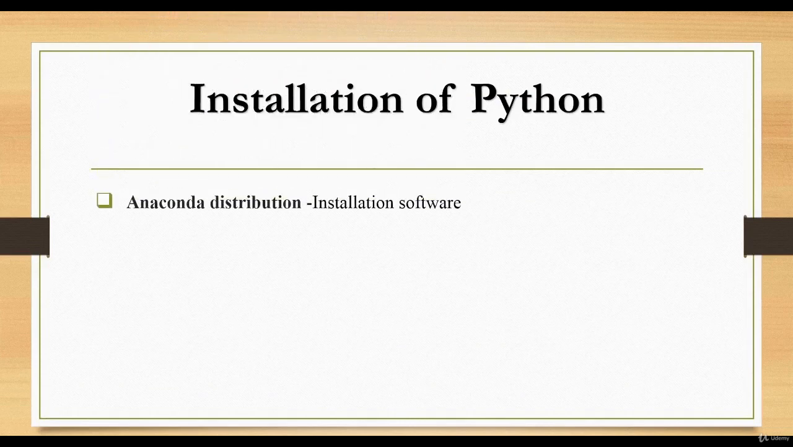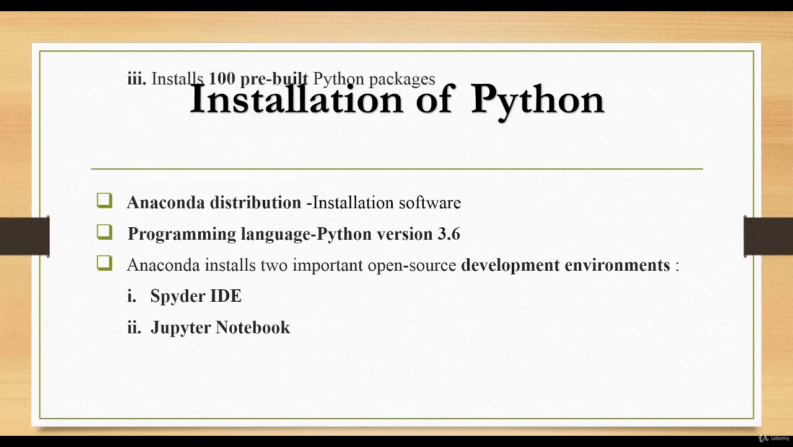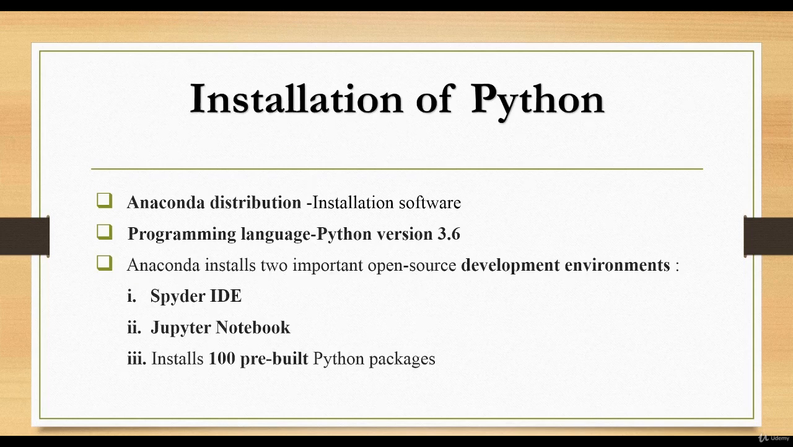Installation of Python. We are going to use Anaconda distribution. It is the installation software. And the programming language will be Python version 3.6. Anaconda installs two important open source development environments. They are Spyder IDE and Jupyter Notebook. Anaconda additionally installs 100 pre-built Python packages, and also it allows 720 packages to be installed via Conda.